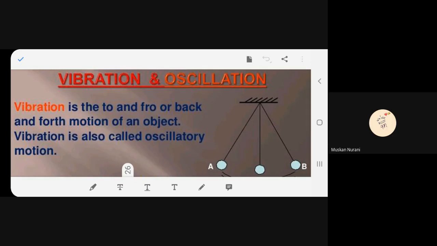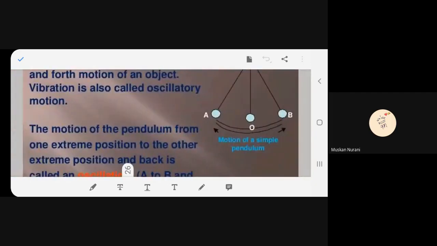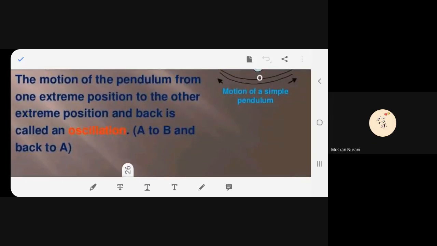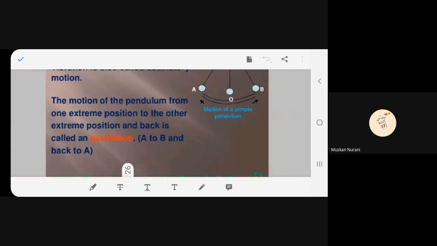Vibration and oscillation. Vibration is the to and fro or back and forth motion of an object. Vibration is also called oscillatory motion. The motion of the pendulum from one extreme position to the other extreme position and back is called an oscillation. A to B and back to A.